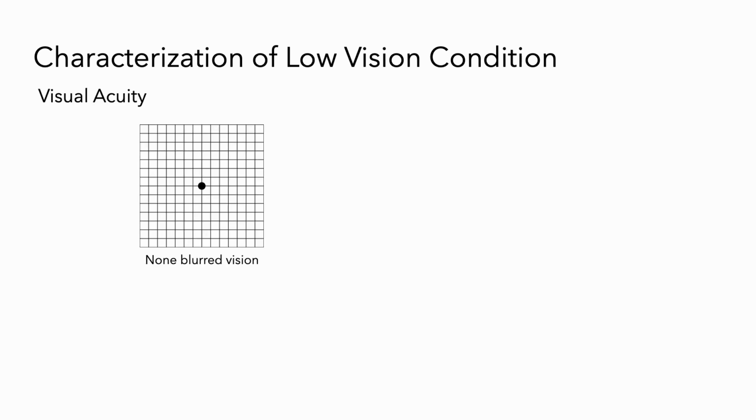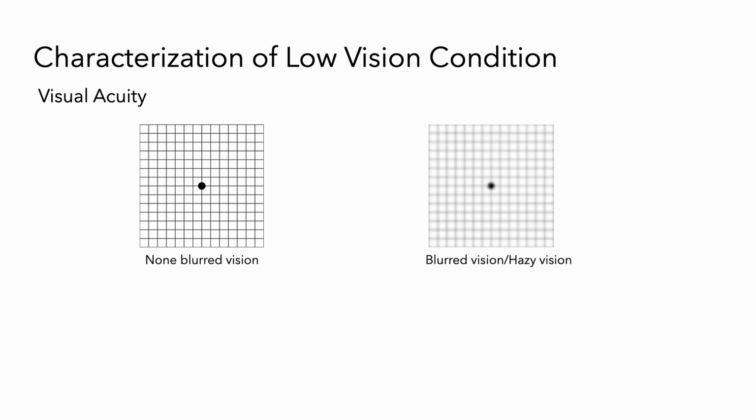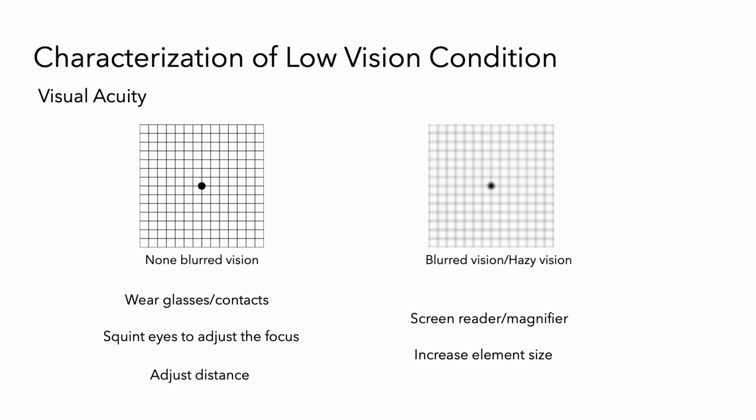We started with a quick introduction to 5 visual functions that characterize low vision. Visual acuity refers to how well a person can see details and distinguish objects. A low visual acuity can cause objects to appear unclear or fuzzy in a distance. Wearing glasses or contacts, squinting eyes to adjust the focus, and adjusting distance are how viewers cope with the challenge.